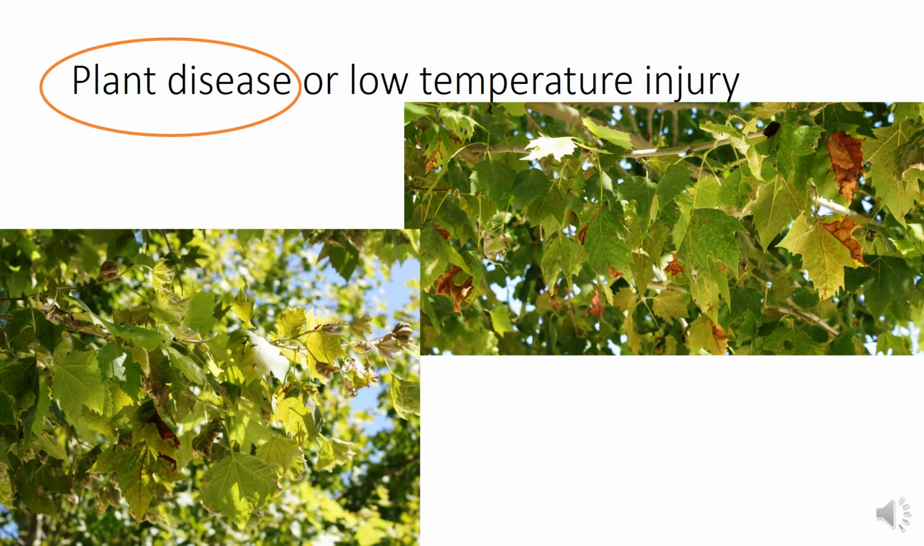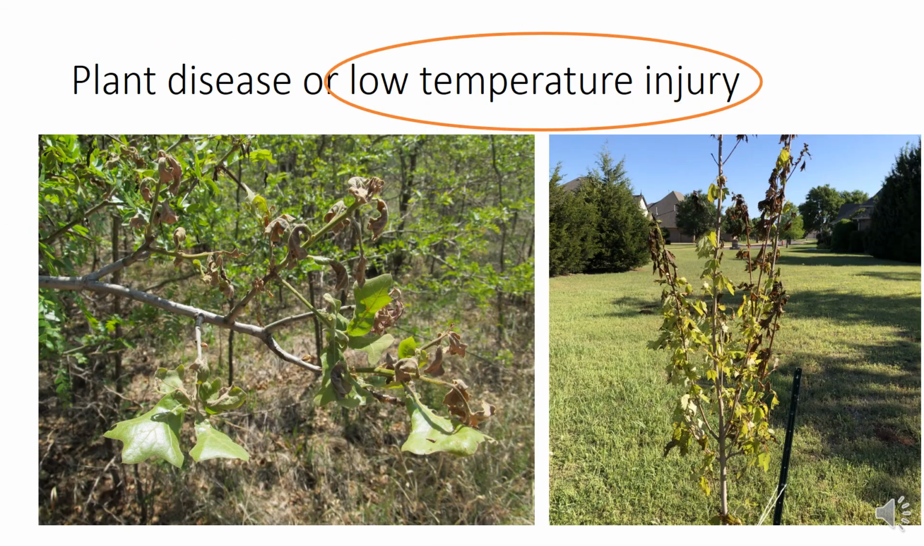So in an image like this is what we would say is a classic case of a plant disease. We see that it's vein delimited, it seems to be angular, and it's only affecting one certain type of plant, which is sycamore. Whereas with low temperature injury, we see the damage on unrelated types of plants. Here we have an oak and a maple.